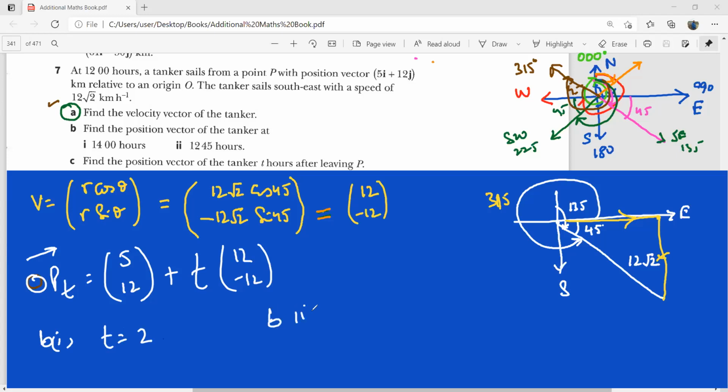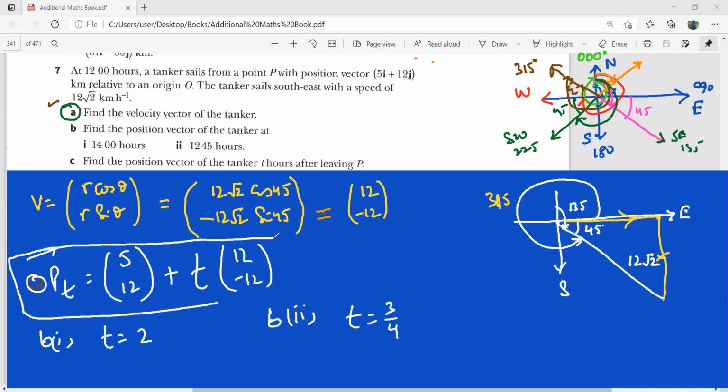And for B part 2, you have to put your T as what? Tell me quickly. 1245. How many hours later than 1200 hours? 0.75. Very good. Or you can say 3 over 4 hours. So you put your T as 3 over 4, you get to the answer. This it says find the position of the tanker T hours after P. We have already done this. This is the answer to the C part. Okay, children, I hope you will practice this and inshallah you will master this concept.